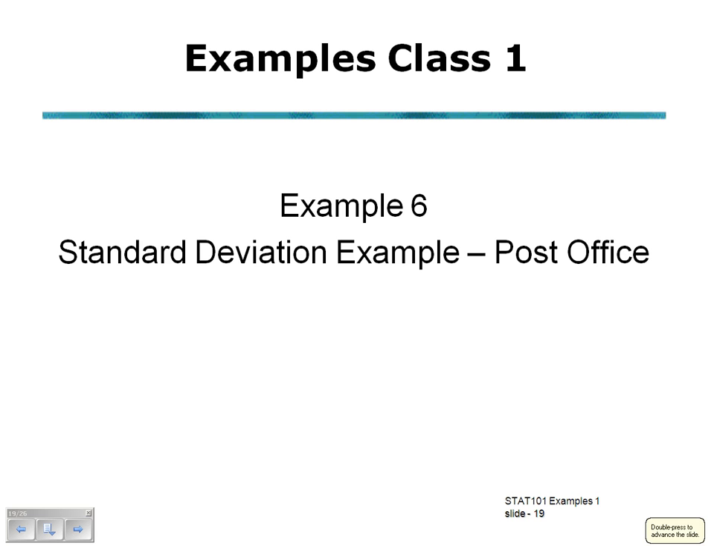Example 6 in examples class 1 is the standard deviation example for the post office, or the post shop if you prefer. And remember, the standard deviation is a measure of spread. It measures how far on average individual observations are from the mean. So it's a measure of variability. It's a very common measure. We use it in statistics a lot. It considers how the data are distributed, and it measures the deviations from the mean.